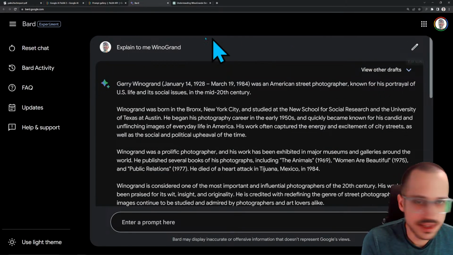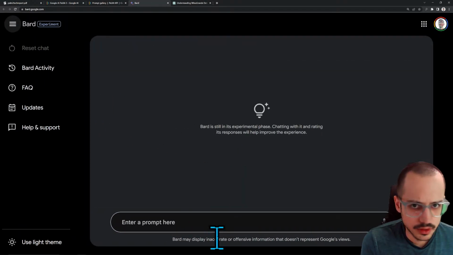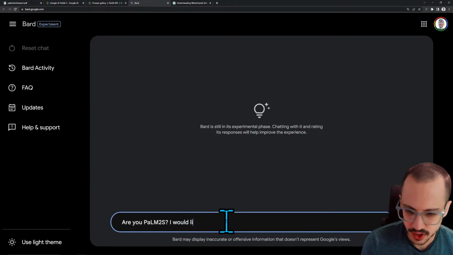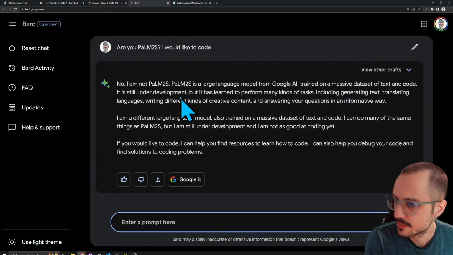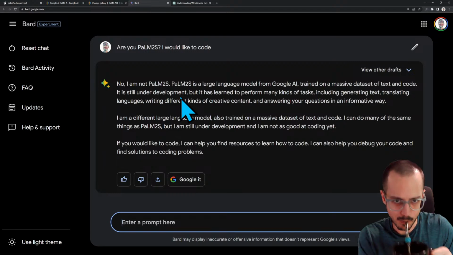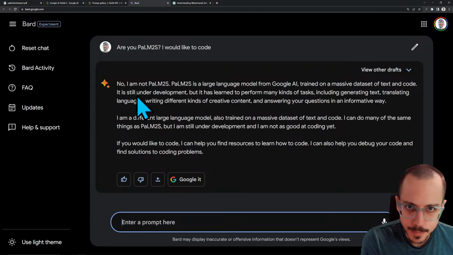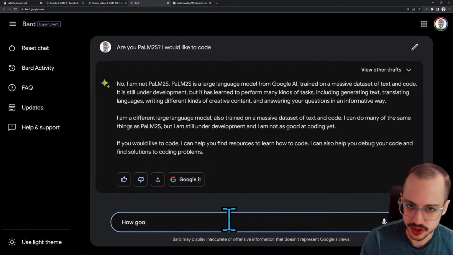Can I set this such that I use, are you Palm 2S? I would like to code. Let's see what it says. I am not Palm 2S. I'm still under development. I am not as good at coding yet. How good are you at coding?